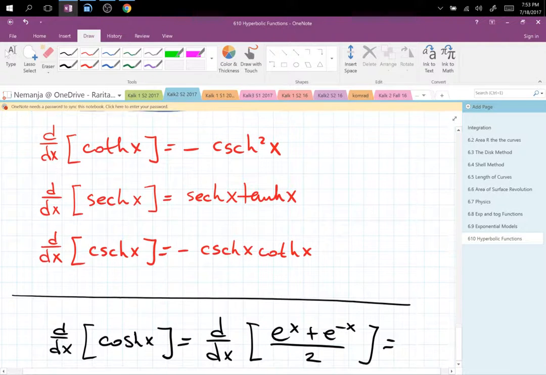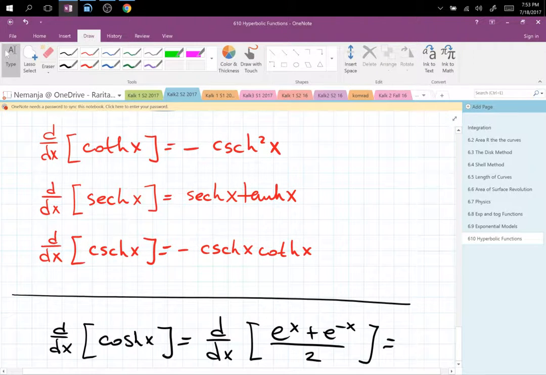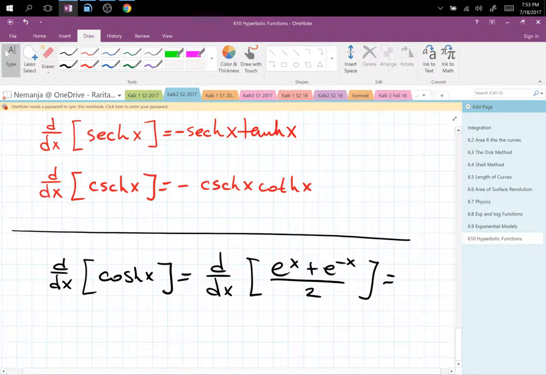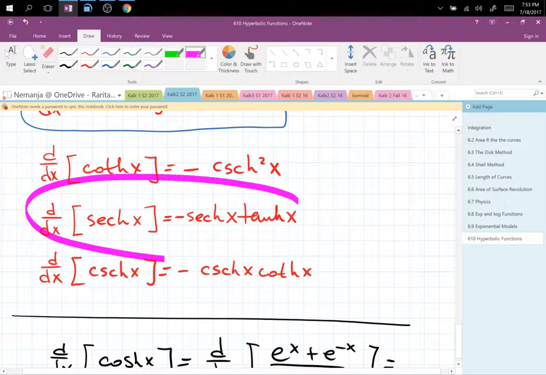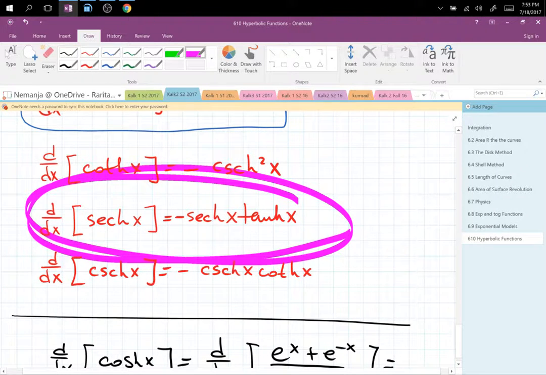I just noticed that I missed the minus sign, guys, right here on the secant hyperbolic. The top three are all positive, the bottom three are all negative. So everyone, on the middle formula, this one, make sure you have a minus sign.